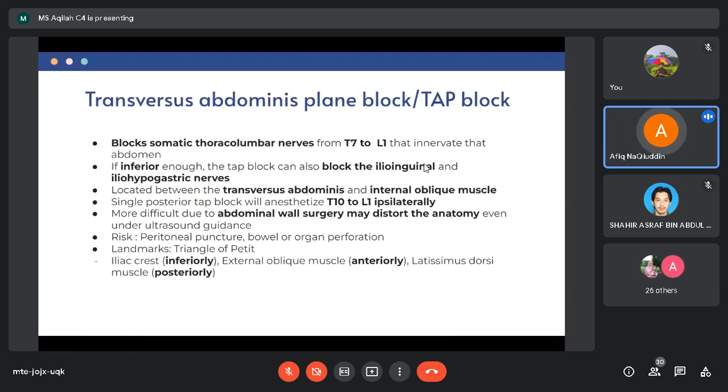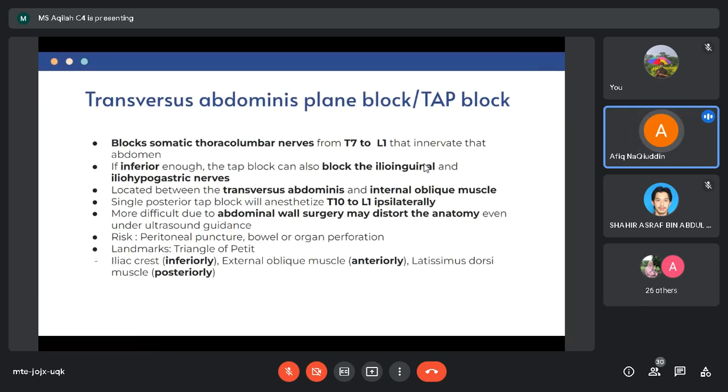Okay, so this TAP block blocks the somatic thoracolumbar nerves from the level of T1 to L1, which innervate the abdomen. And if we put it inferior enough, the TAP block can also block the ilioinguinal and the iliohypogastric nerves. Like I said before, it is located between the transversus abdominis and internal oblique muscle. A single posterior TAP block will anesthetize T10 to L1 laterally. However, it is quite difficult to perform because abdominal wall surgery can distort the anatomy.